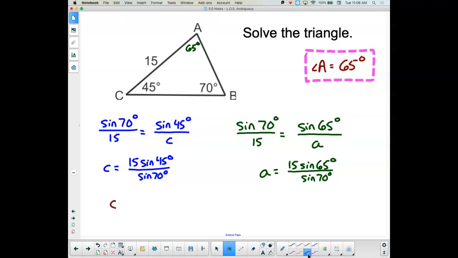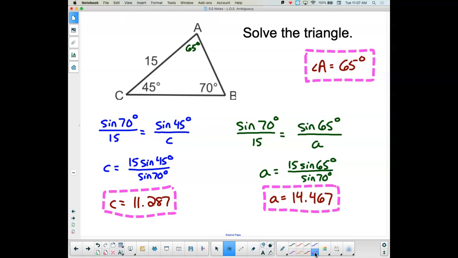I got angle A is 65 degrees. Side C is 11.287. And side A is 14.467. Challengers? Any challenges to that? All right. Good choice.